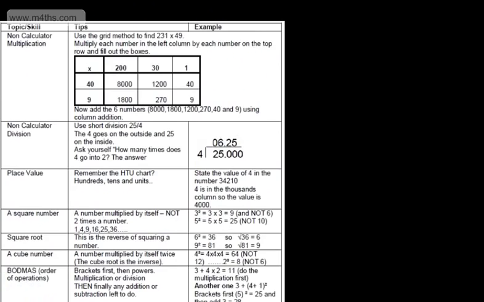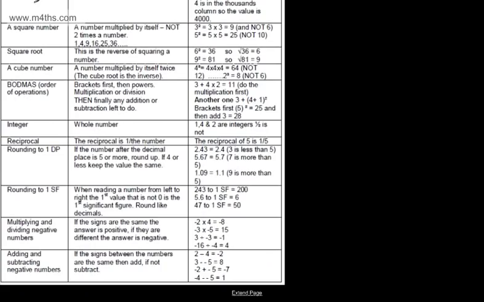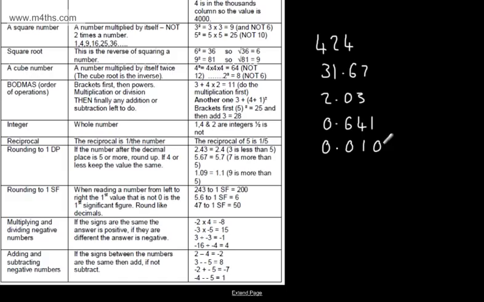Okay, let's move on and look at rounding to one significant figure. One significant figure can, of course, change. So let's have a look at some numbers: 424, 31.67, 2.03, 0.641, 0.0104. If I now go through and look at the first significant figure, it is the first number when we read left to right that has a numeric value.